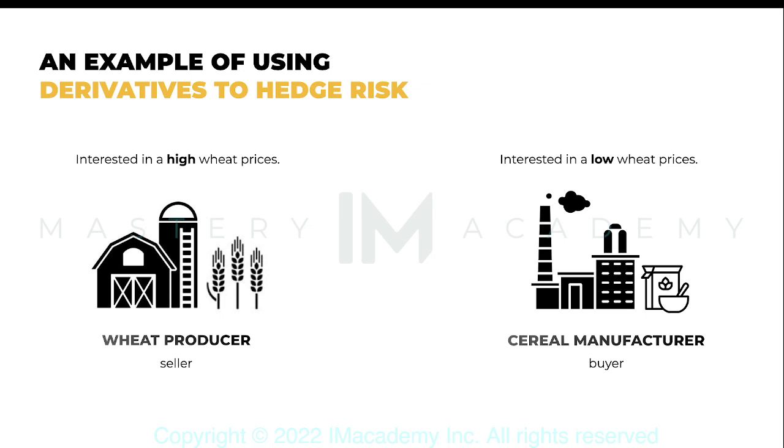If the wheat prices go down, it's going to be bad for the wheat producers because they're going to be able to make less profits on the same amount of wheat. However, it's going to be good for the cereal manufacturer because they're going to be able to purchase their initial product at lower prices.